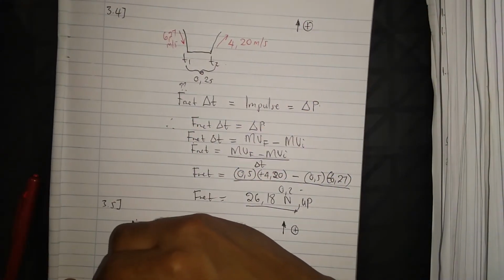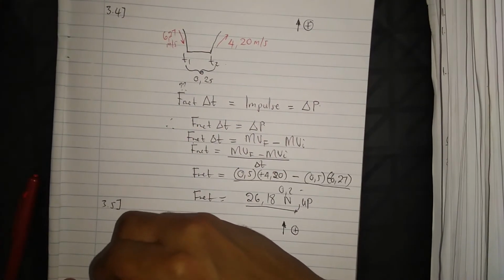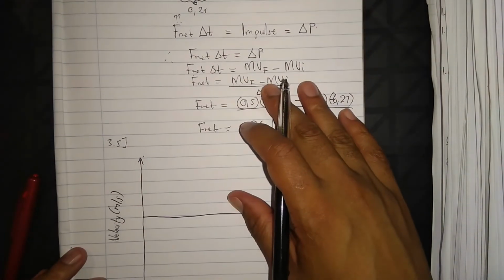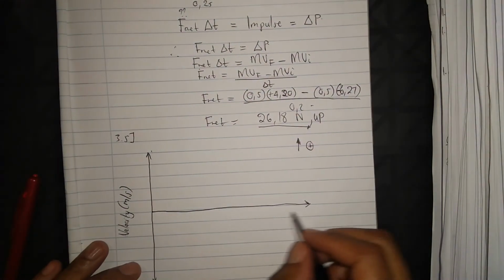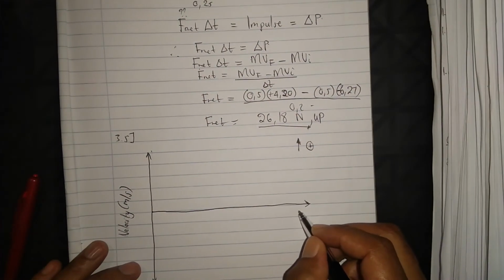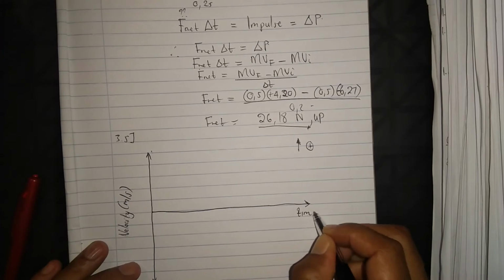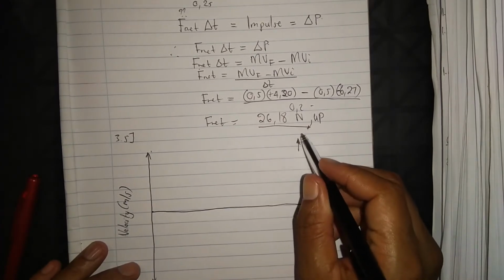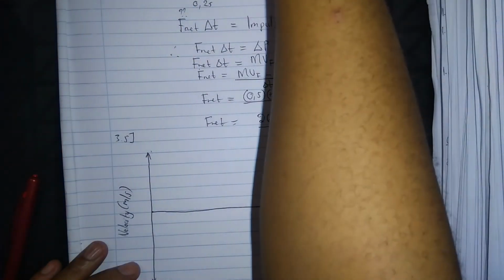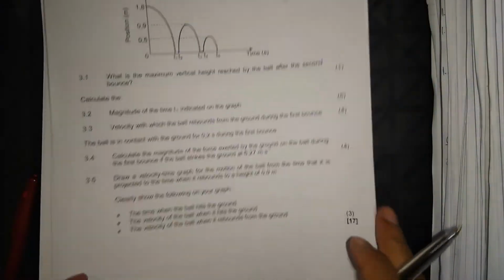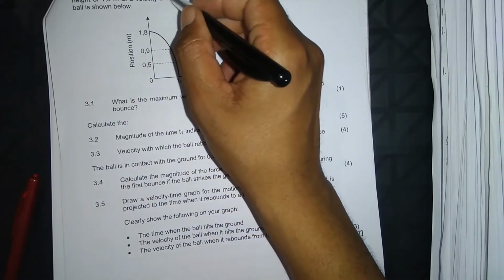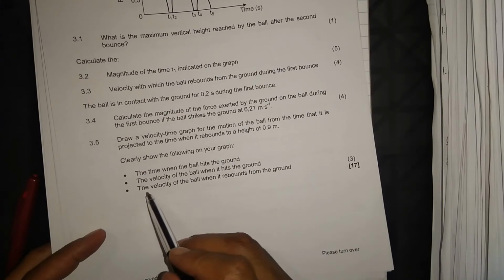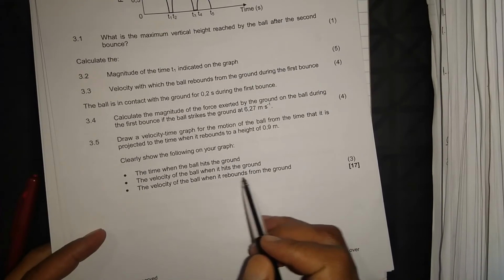So the y-axis represents the velocity in meters per second, and the x-axis represents time in seconds. So therefore up is positive, and the ball is projected down at this velocity. So we want the velocity of the ball when it hits the ground, and the velocity of the ball when it rebounds.